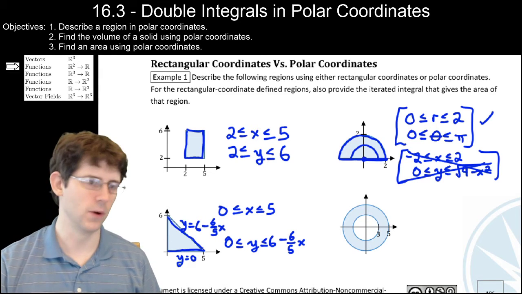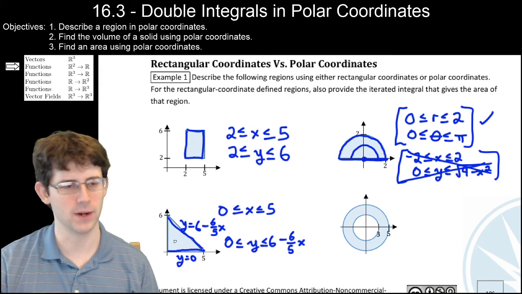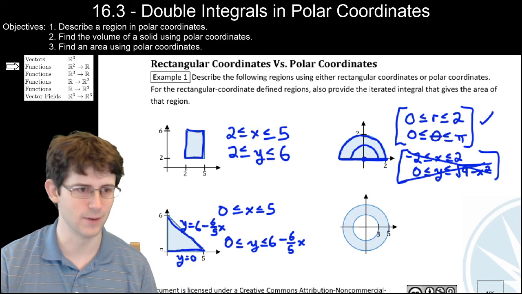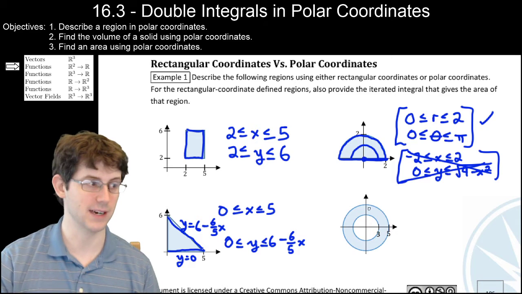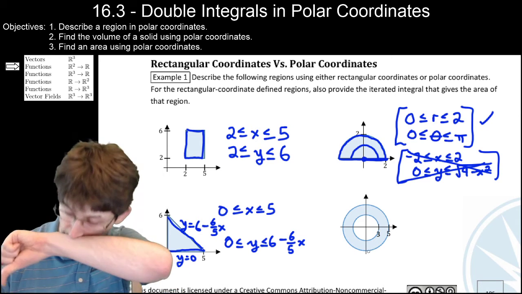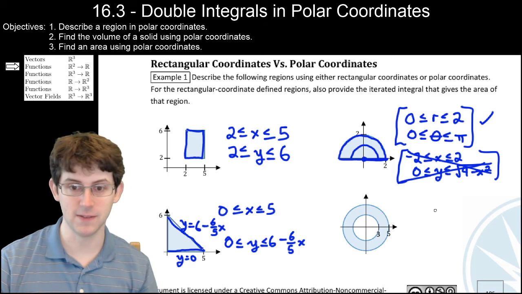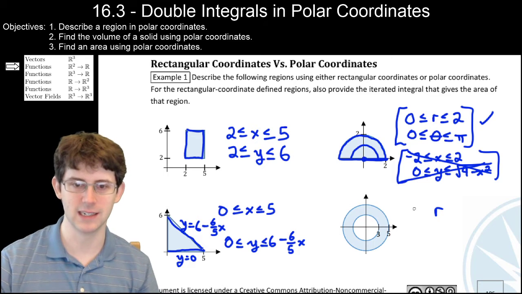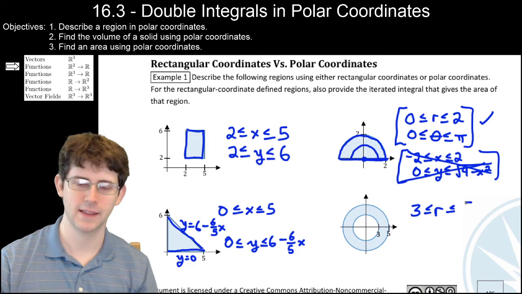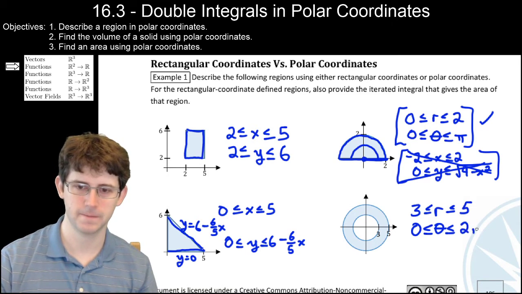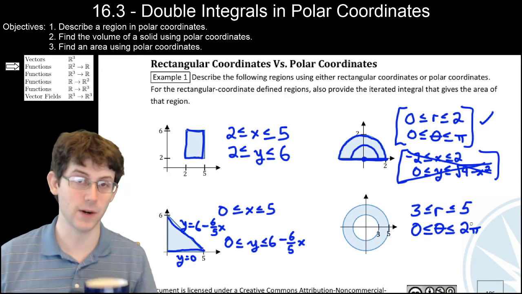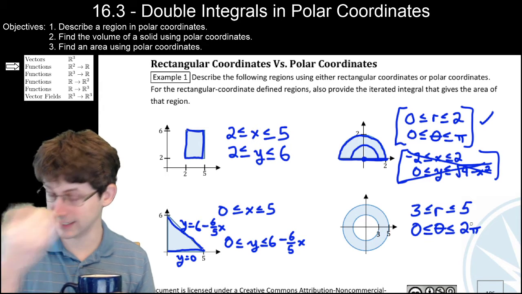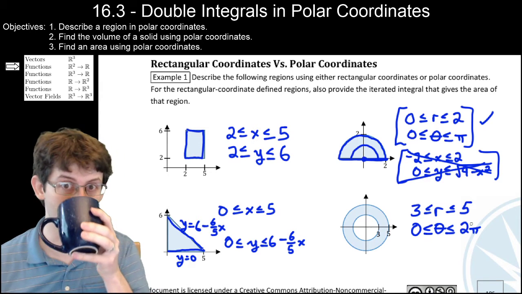This one is more like a box situation, so it has straight lines and right angles, and so we use rectangular coordinates. Where this one, if I tried to write these bounds in rectangular coordinates, it would be a complete disaster. In polar coordinates, it's easy. The lowest radius is 3, the highest radius is 5, and all the angles are represented. So depending on what region you have, you should use either rectangular or polar coordinates, whichever one is easier to use.